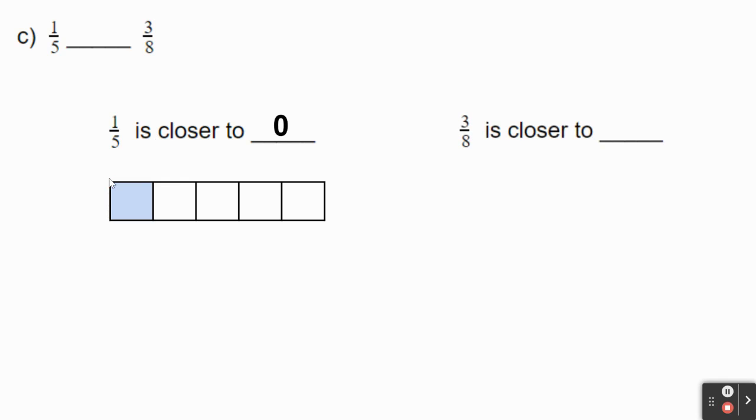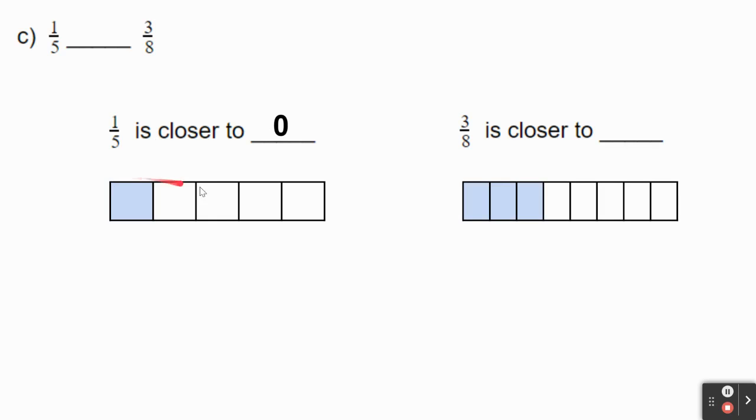With 3/8, we'll have our visual model, which will have 8 parts and 3 of them shaded. Well, if we wanted to have half the model shaded, we would need 4 parts shaded. So we're only one part away from having half of this model shaded. So 3/8 is closest to the benchmark fraction 1/2.